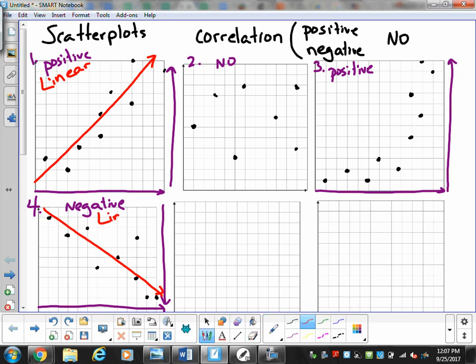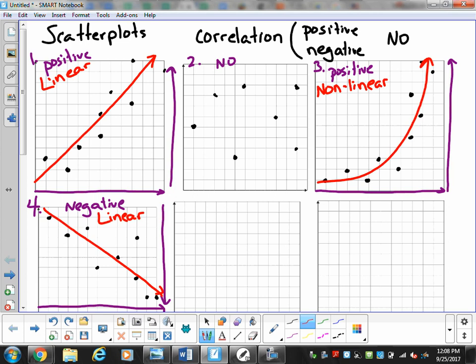So on number 4, it's actually negative linear correlation. But on number 3, there's a little bit more of an issue because it's not really a straight line. What you end up with is something that looks like this. And so since we're dealing with linear, this one would be nonlinear. Okay, so the data is not in a straight line, or even in the direction of a straight line. It has a curve to it.